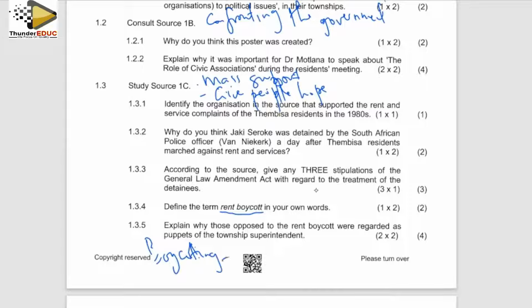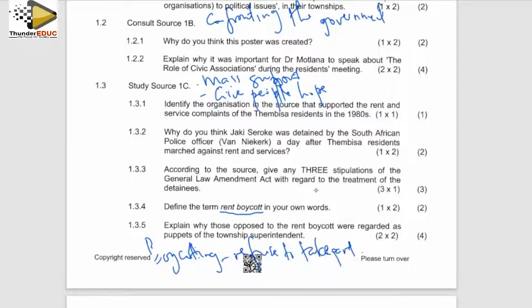When you're talking of boycotting, you are saying you refuse to take part in a particular event. You refuse to take part or to be involved in a particular event. You are supposed to be involved in a particular event, then you refuse to participate or refuse to be part of that particular event. That is boycotting. So we have different forms of boycotts. Like during the 1980s, Black people were using two common boycotts. They were using the rent boycott and the consumer boycott.